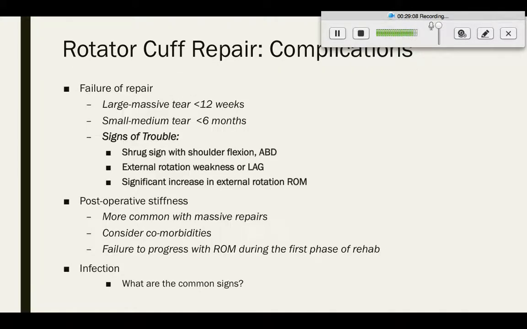Common complications. So the biggest is going to be failure of the repair. The literature has told us that a large or massive tear typically fails in that first 3 months, where a small to medium tear more commonly fails in the first 6 months. Signs of trouble to look out for in rehab: if you see a significant shrug sign with shoulder flexion and abduction in combination with external rotation weakness or a lag, or a significant increase in external rotation range of motion, and or pain with any of these factors, you should have a high index of suspicion for potential re-tear.